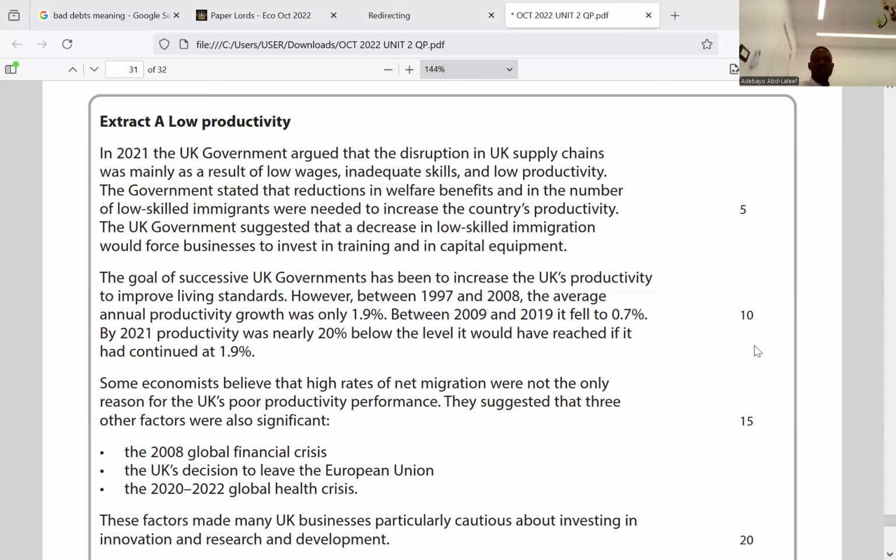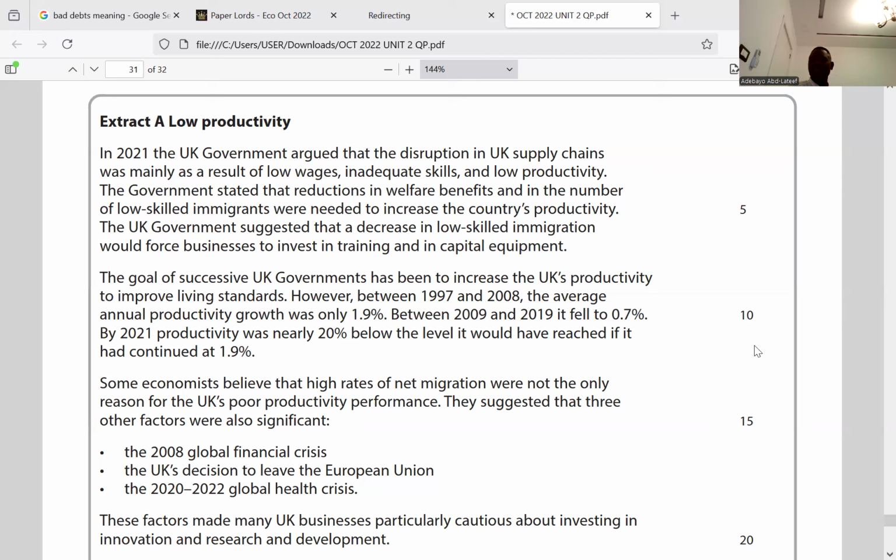So there's low productivity in the UK, there's inadequate skills and low wages, which has brought about disruption in the UK supply chain. When we talk about supply chain, what does that mean? Supply chain is the whole system involved in producing and delivering a product.